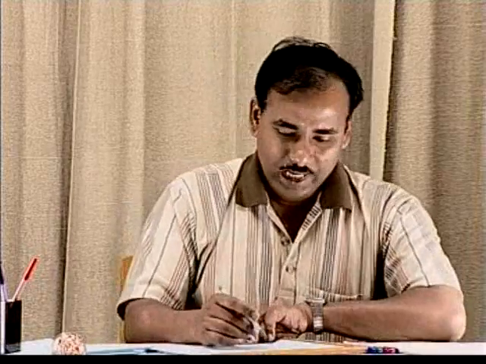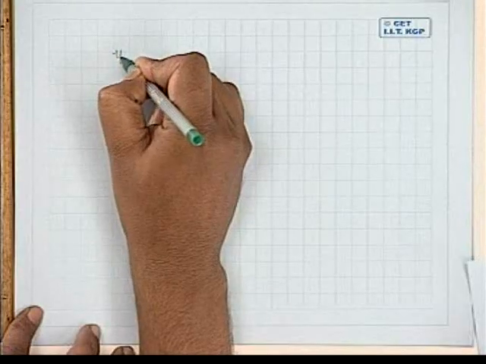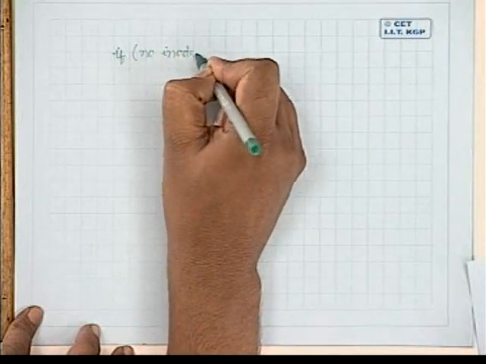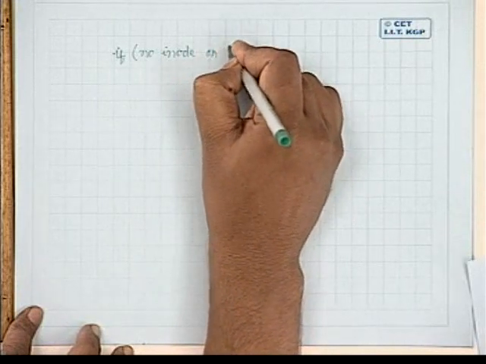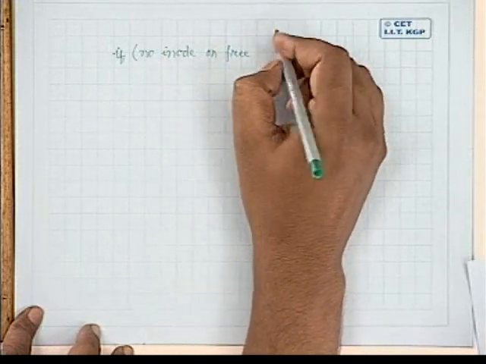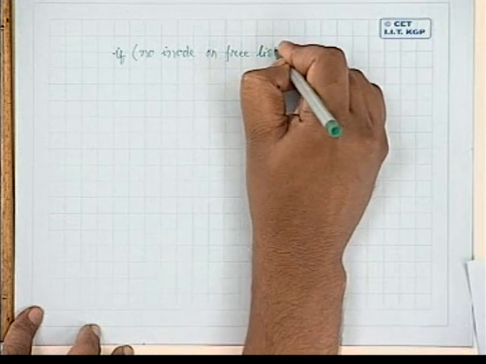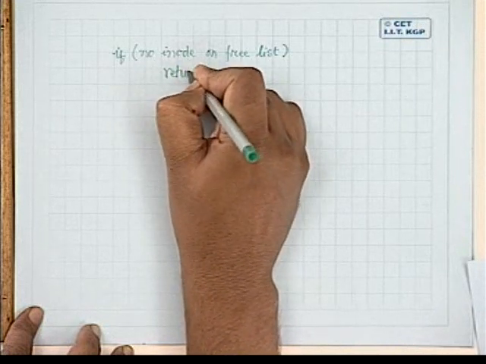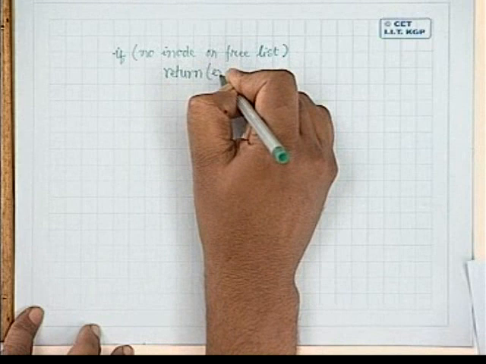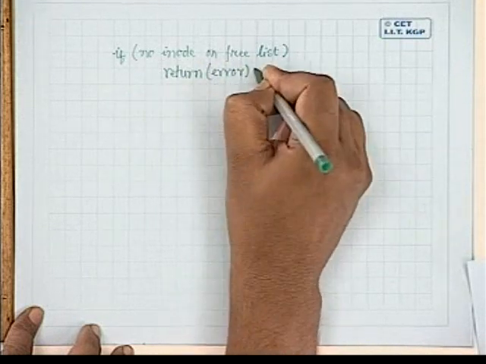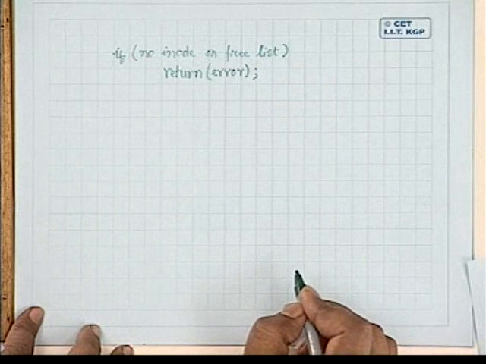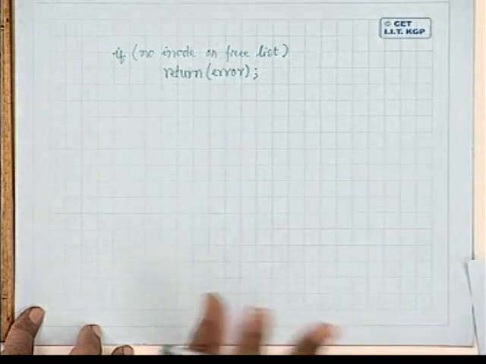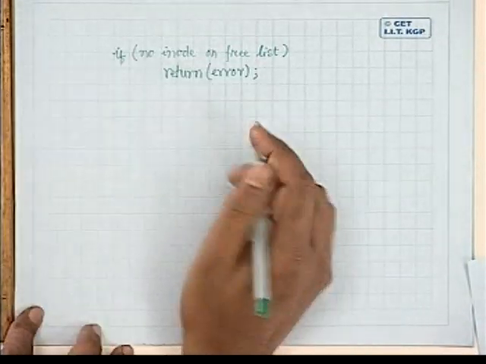So here we check that if no inode on the free list, then you return with an error. Otherwise, if there is an inode on the free list, then that inode can be used for loading the new inode from the disk.